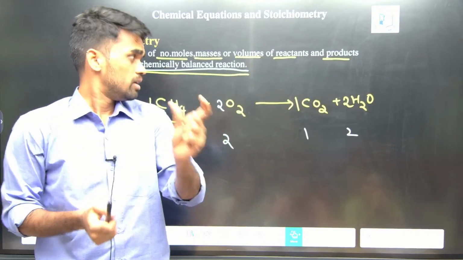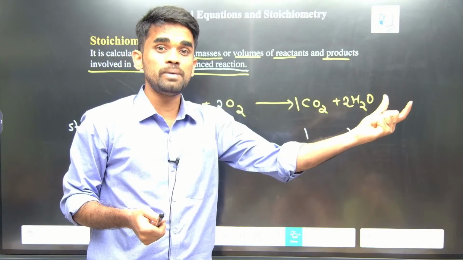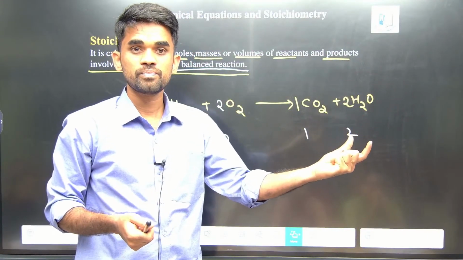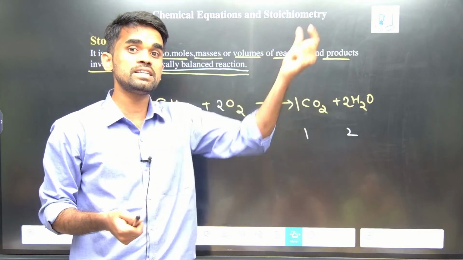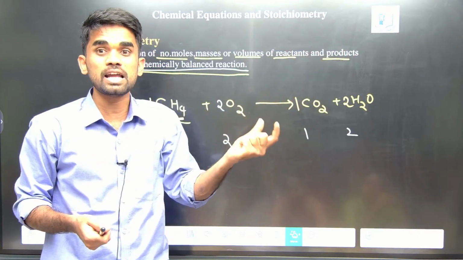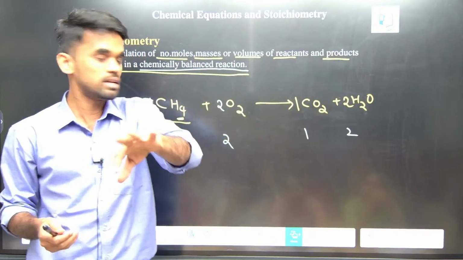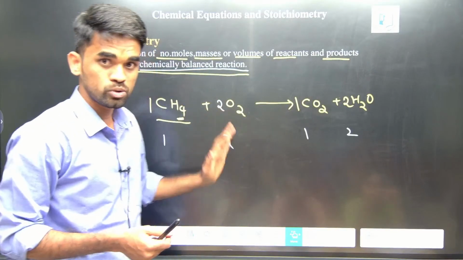So always, experimental yield will be less than theoretical yield. Whatever you are getting theoretically will always be greater than your experimental or practical yield. Just remember that, we will study it later. Okay, up to here it is clear now.